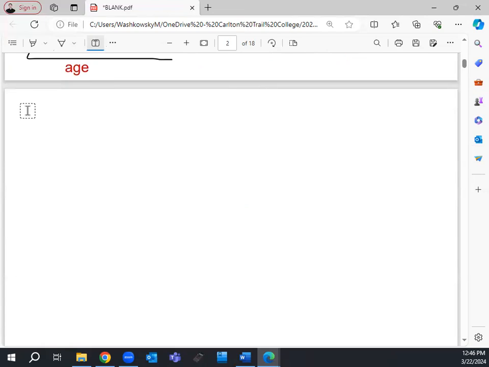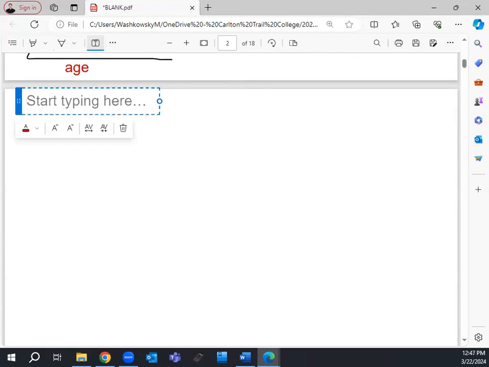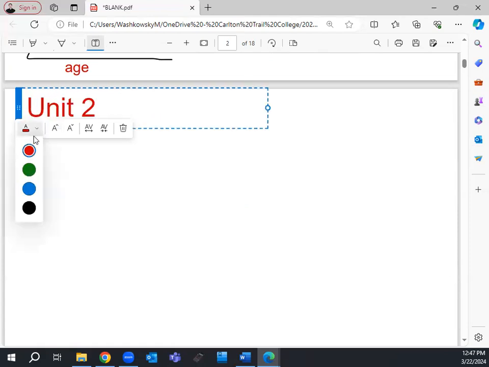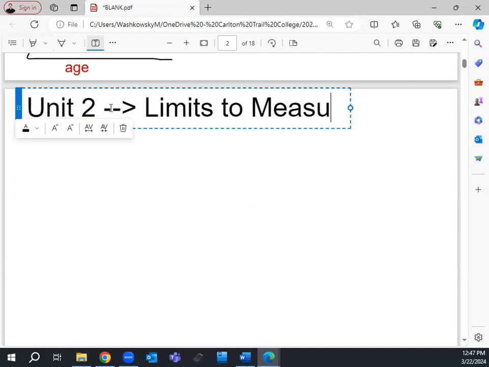So now we're going to move on to our next one, unit 2, which was limits to measurement.